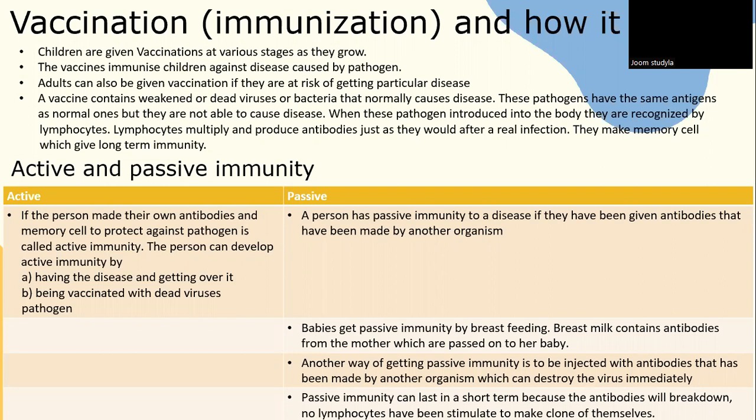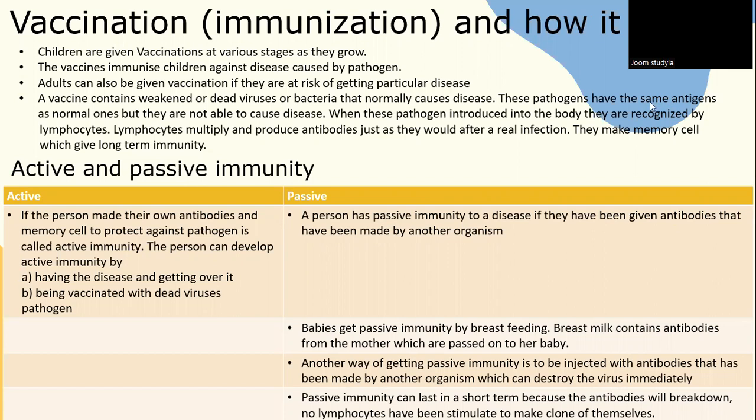When these pathogens are introduced into the body, they are recognized by lymphocytes. Lymphocytes multiply and produce antibodies just as they would after a real infection. They make memory cells, which give long-term immunity. Below is a table showing the differences between active and passive immunity. So what do we mean by active and passive immunity?